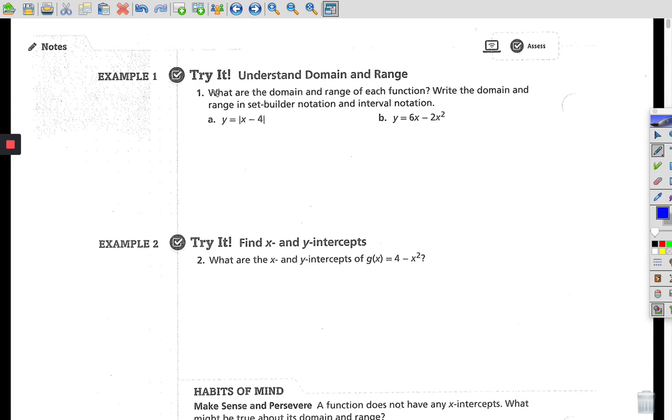So let's see what we have here. We're going to have set notation, and we are going to have domain and range. Then we will have interval notation, where we will also have domain and range.